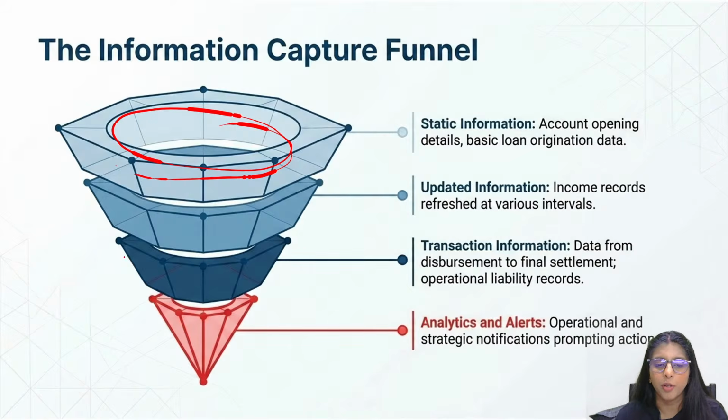Updated information is data that changes over time. For example, income records update and change with the period of time. Then we have transaction information, which is basically day to day activity data. For example, disbursement, payment, settlement, liability, all these are transaction information. Then analytics and alerts are at the bottom of this funnel. It is the narrowest. The widest is the static information, and the narrowest is the analytics and alerts.